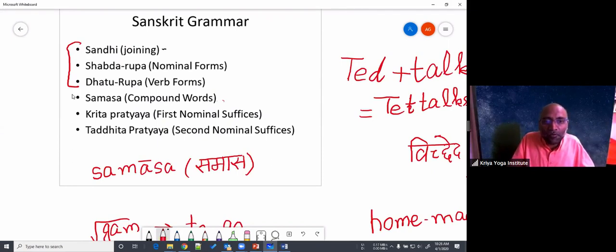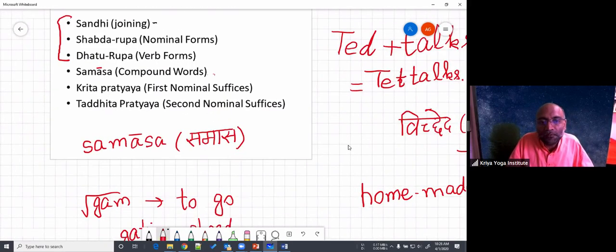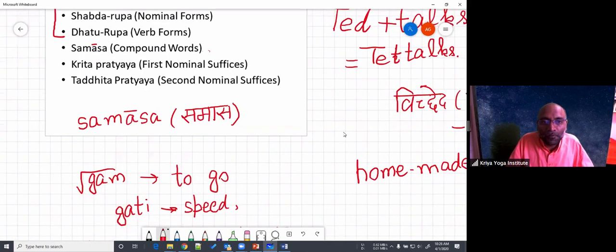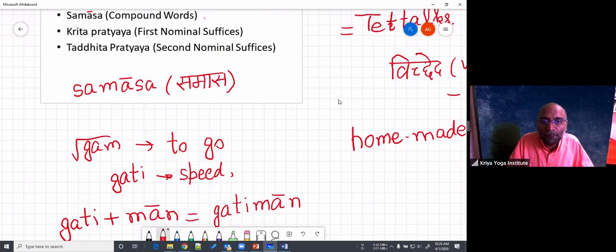Then there are some other concepts which are advanced concepts: samasa, krut pratyaya, tadhita pratyaya. These are the advanced topics, and we will not be covering them in this course. When I take the advanced course for Sanskrit, maybe if that kind of opportunity arises, we'll see those topics at that time.